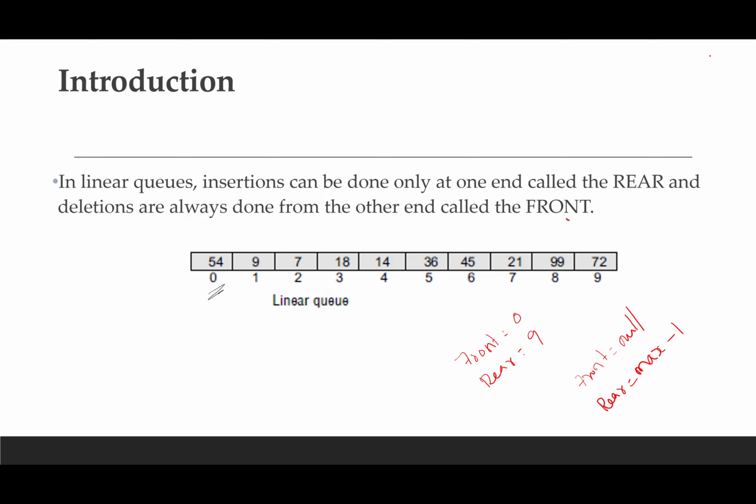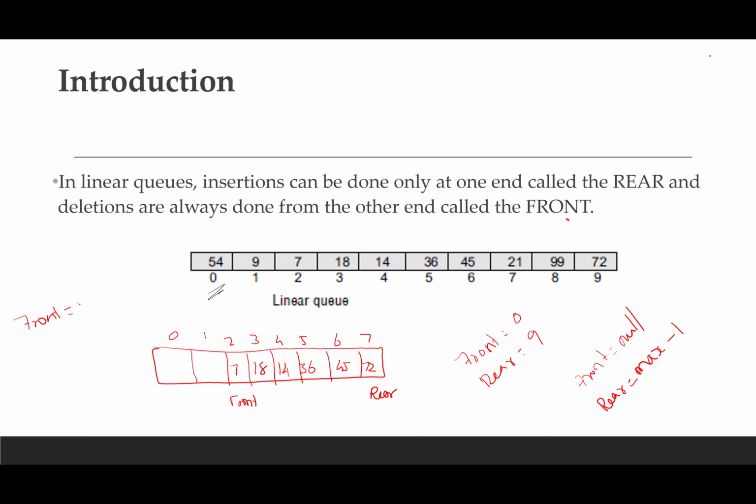Suppose the queue is like this. The indexes are 0, 1, 2, 3, 4, 5, 6 and 7. The front position is here, at index 2. For example, the values are 7, 18, 14, 36, 45, 72. The rear is here. The front position value is 2 and the rear position value is 7.